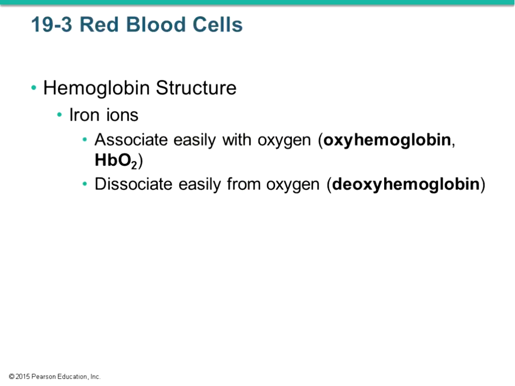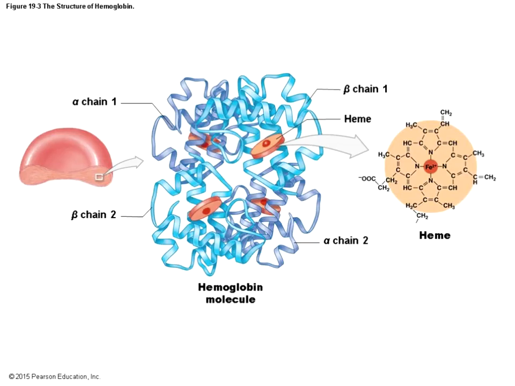Okay? And if you look at this image, I think it'll help you see that. Here they're pulling out one hemoglobin molecule from a red blood cell, right? And you can see there's 1, 2, 3, 4, alpha chains, beta chains. And each one has a heme molecule. And if you look at one heme molecule, you can see it has one iron ion in the center.